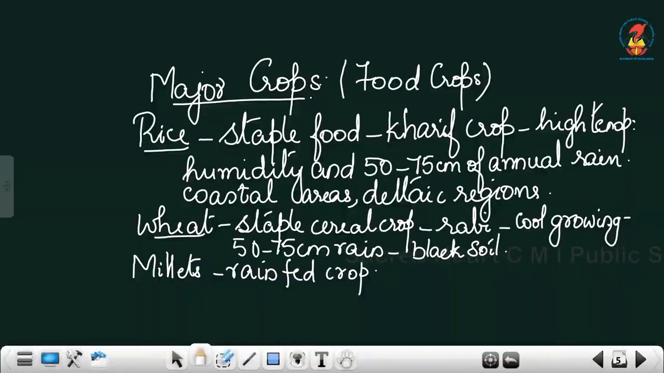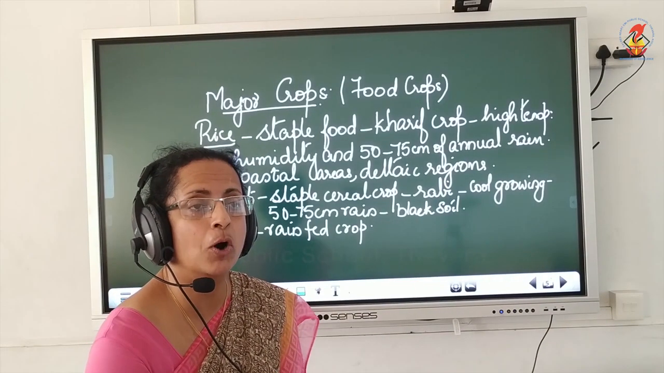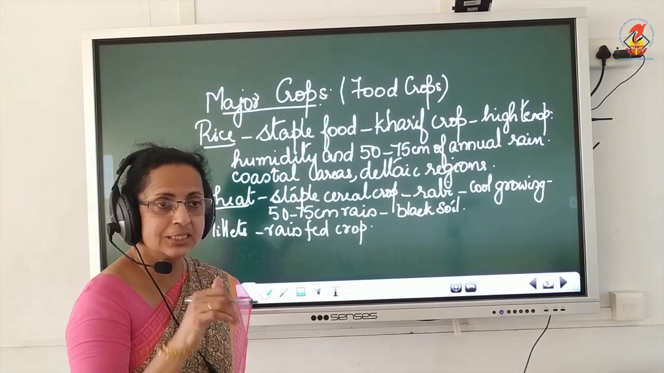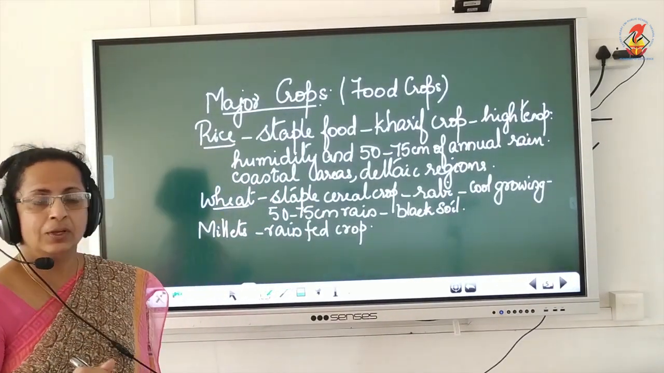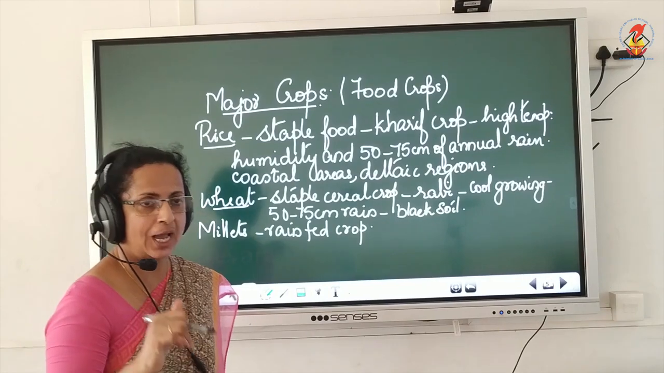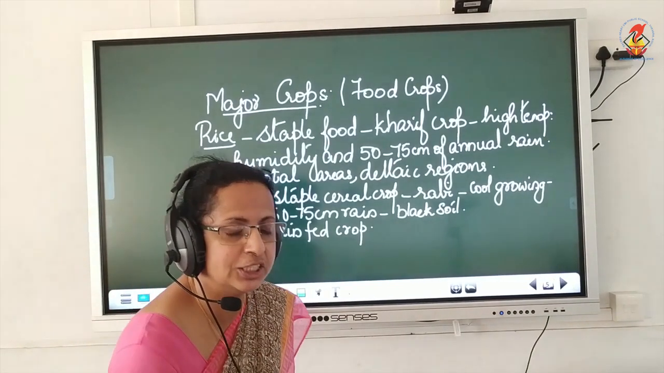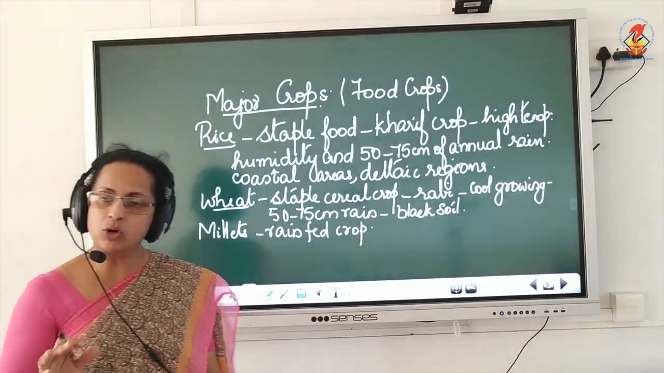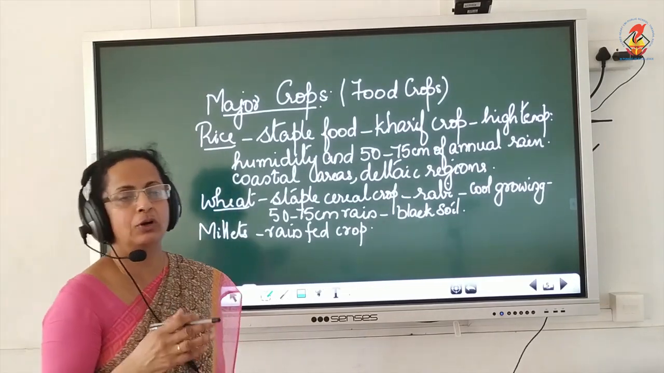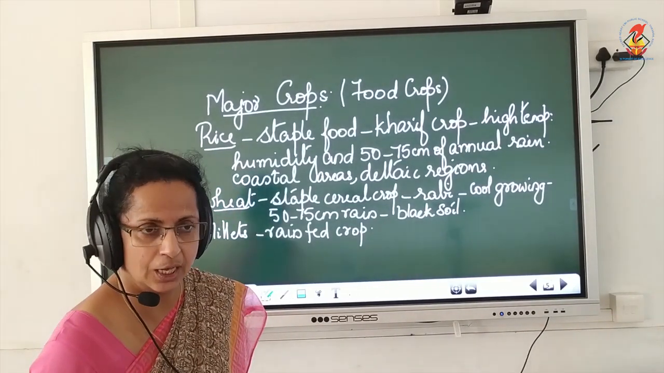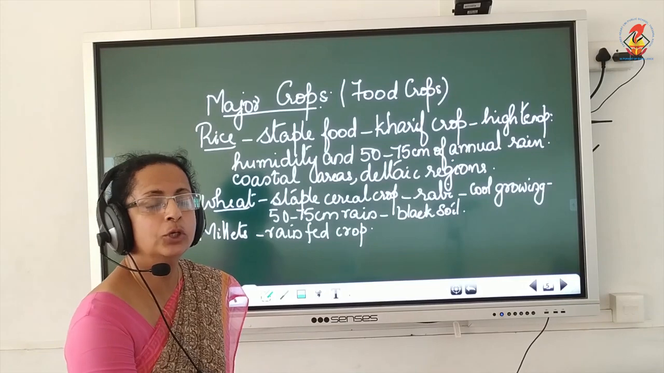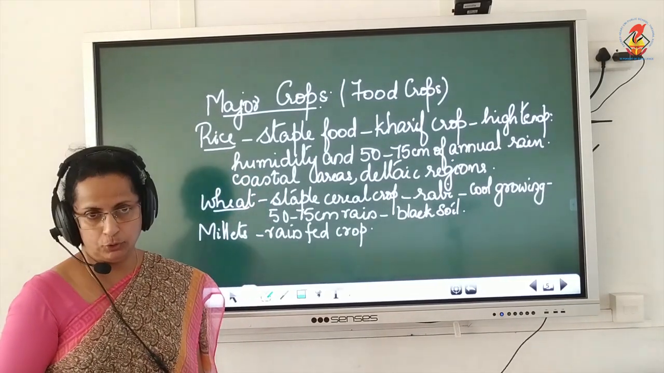The third is the millets. Millets are rain-fed crops. Jowar, bajra and ragi are the important millets grown. These crops are of high nutrition value, and so most of those people who cannot afford rice or wheat in their diet will use these food crops.